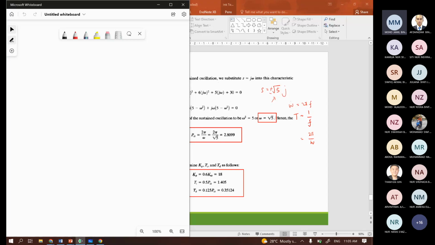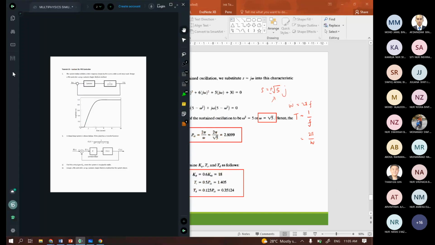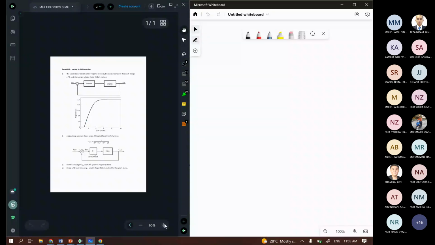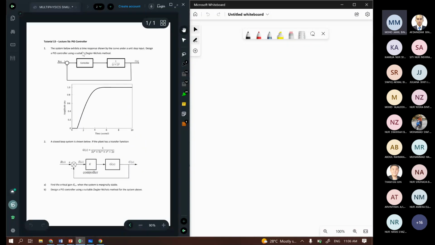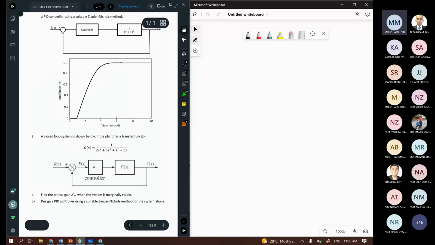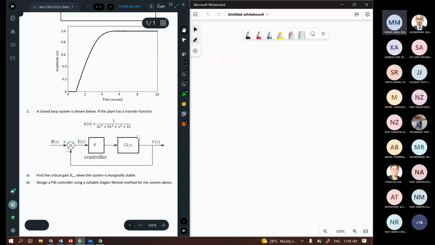Okay, so let's look at tutorial 13. So there are two questions here. Question number one is using the first method, so this will not come out in the final exam. The tutorial question number two is about the second method, so it will come out in the final exam. So let's look at this question and how we can answer this.